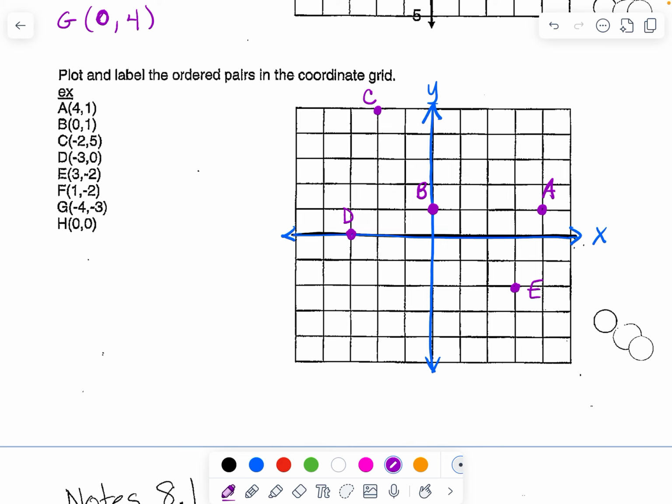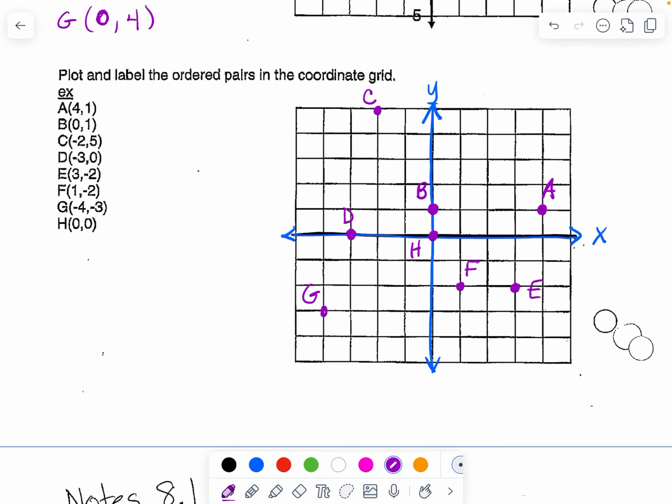F, you would be going 1 to the right and 2 down. So you'd again be in that 4th quadrant. G, you would be going to the left 4 spaces. Again, always start in the middle at 0, 0. Go left 4 spaces. And then go down 3 spaces. And that would be your point G. And point H says 0, 0, which means you're right at the origin, right in the middle where your 2 number lines meet. That would be your H.